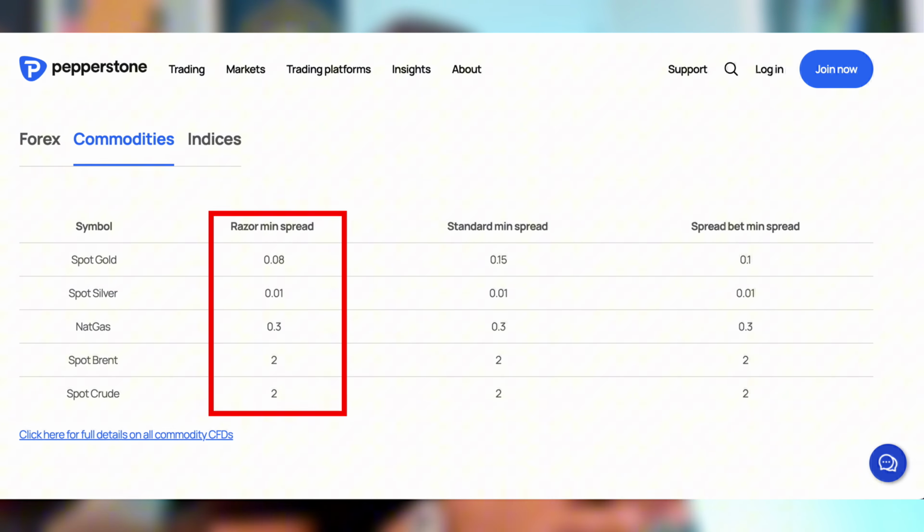When it comes to commodities, Pepperstone is also one of the lowest in the industry. They have Razor spreads for commodities. This means they also have that same account type for trading commodities, where you have a low spread and a tiny bit of commission on top.